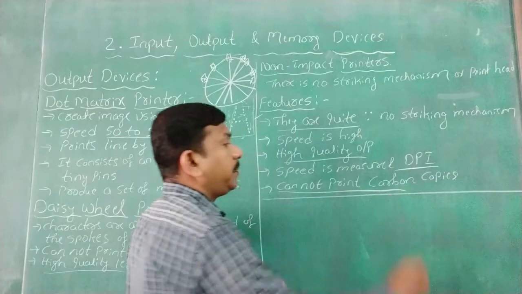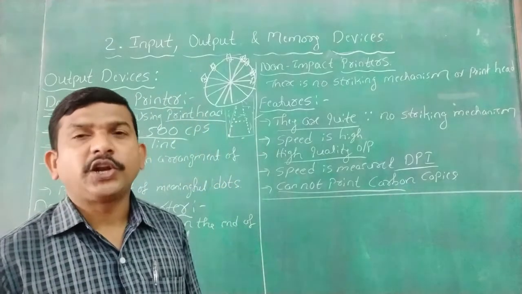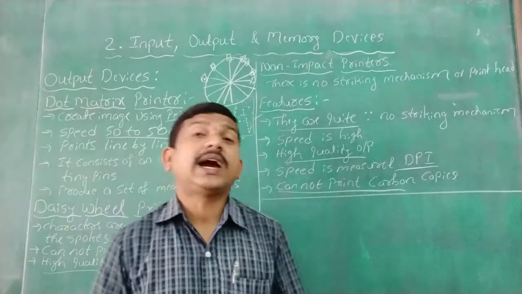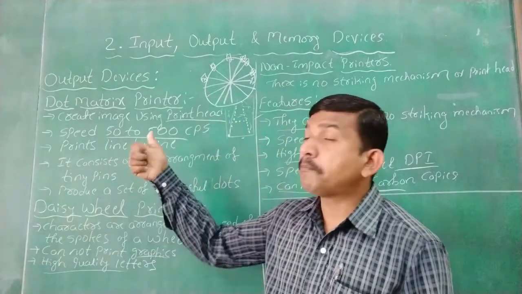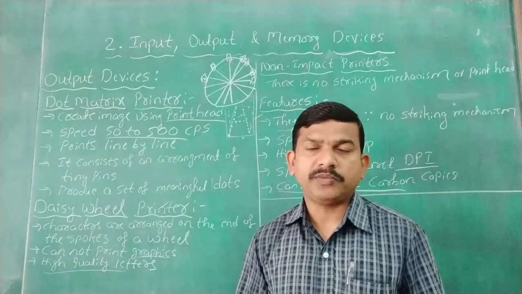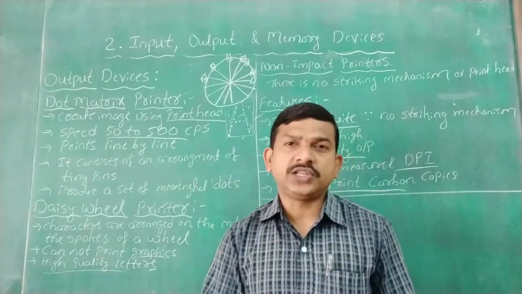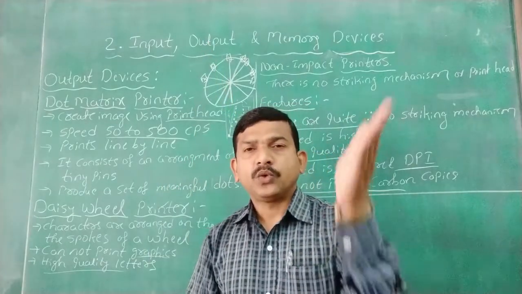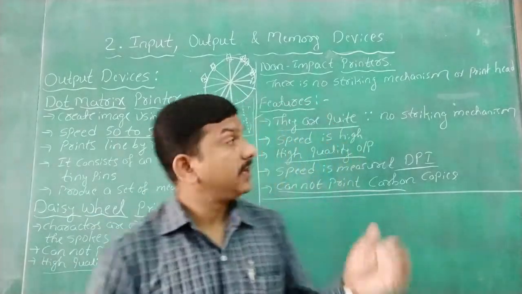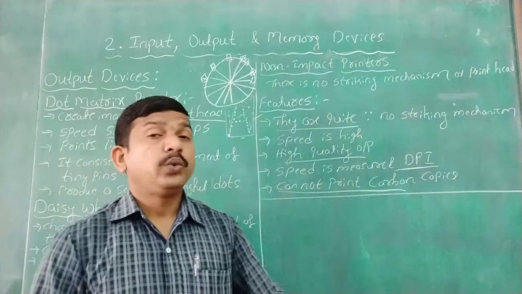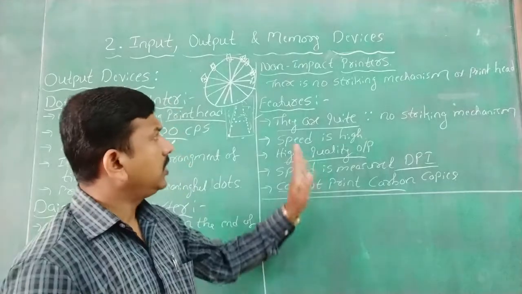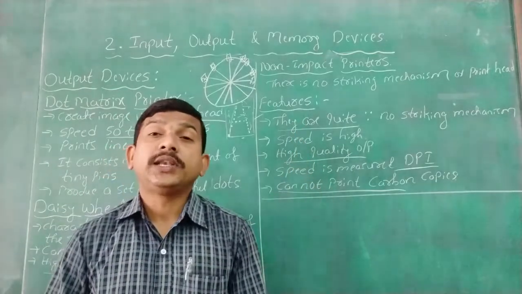Then, cannot print carbon copy. This is actually the one drawback of using non-impact printer. Means we cannot print carbon copies. But in impact printer we can print carbon copies also. Carbon copy means at a time you can print 2 sheets, means we can use carbon original and carbon copy. At a time you can print in dot matrix. But here in non-impact printer we cannot print that carbon copy. That is the one drawback here. So these are some features of non-impact printer.